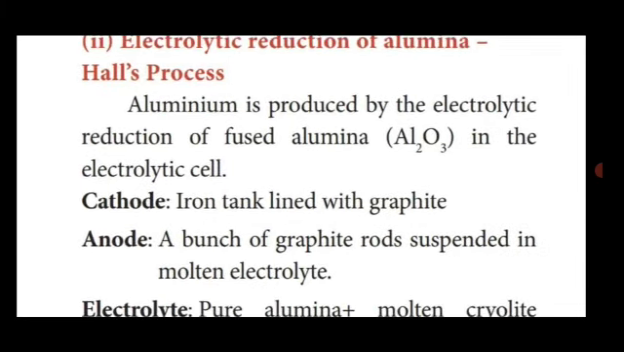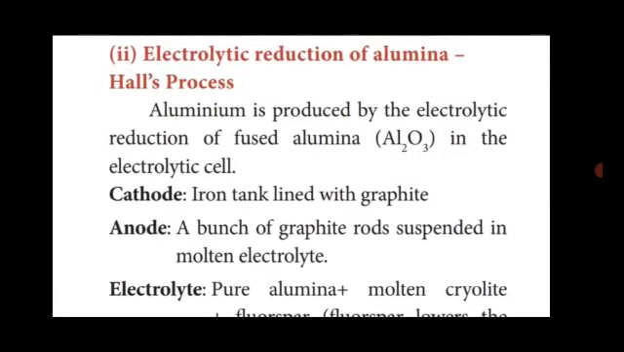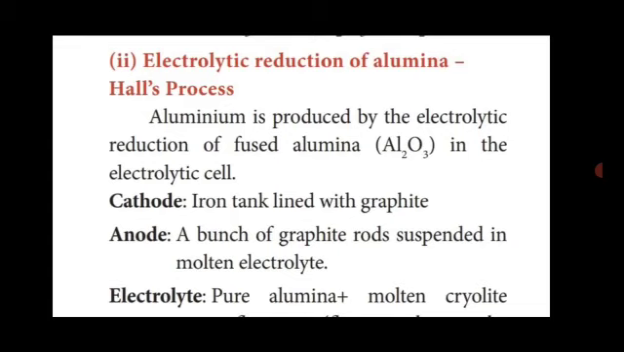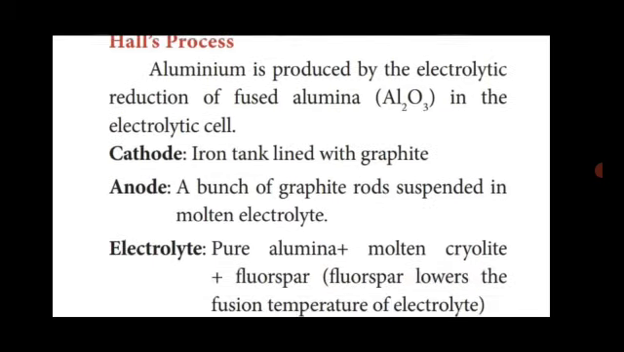In this process, take a cell with two electrodes, one is cathode, another one is anode. The cathode acts as an iron tank lined with graphite. And who acts as the anode? The anode is a bunch of graphite rods suspended in the molten electrolyte. Who acts as the electrolyte?